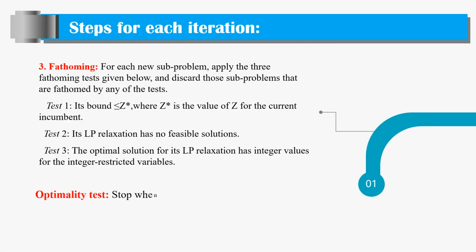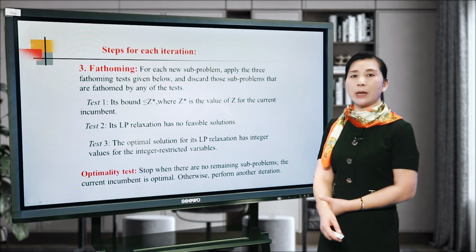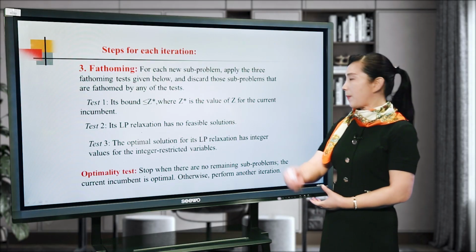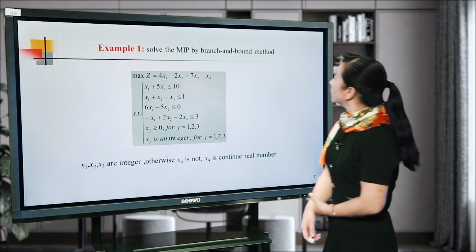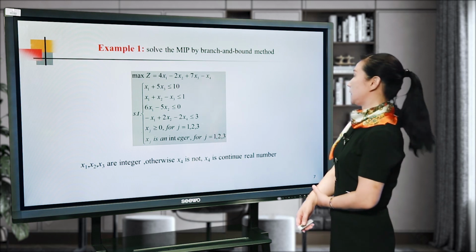Optimality test: stop when there are no remaining subproblems; the current incumbent is optimal. Otherwise, perform another iteration. Now we see example 1. Solve the MIP problem by the branch and bound method.